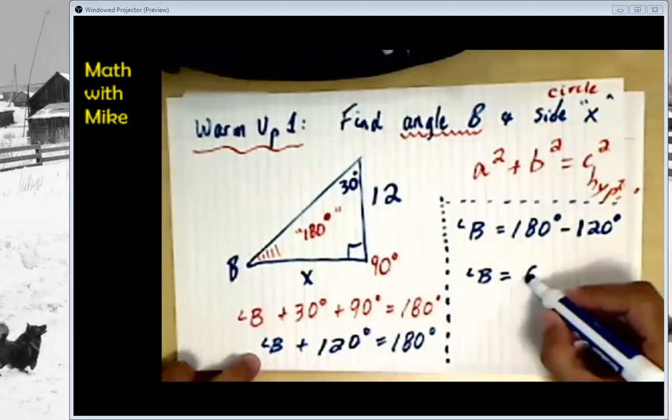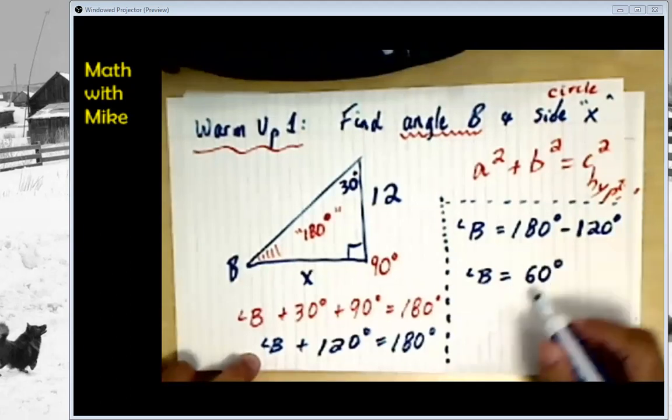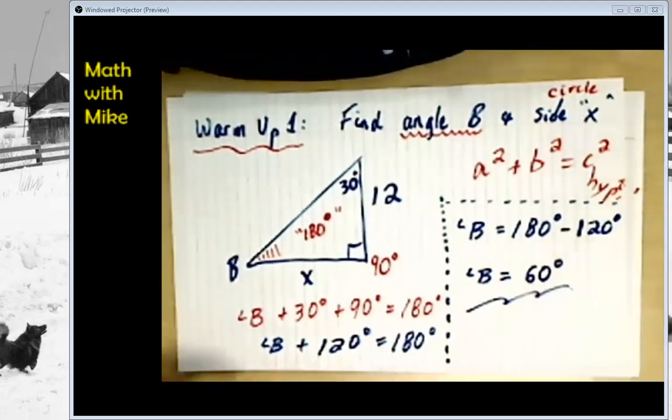60 degrees when you work that out. All right. Any questions about that?